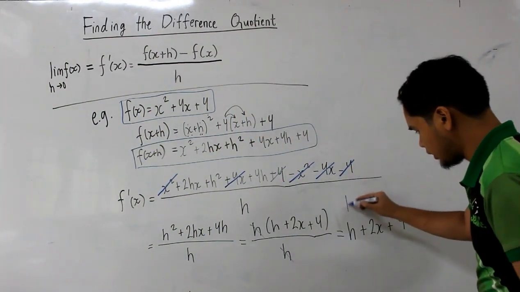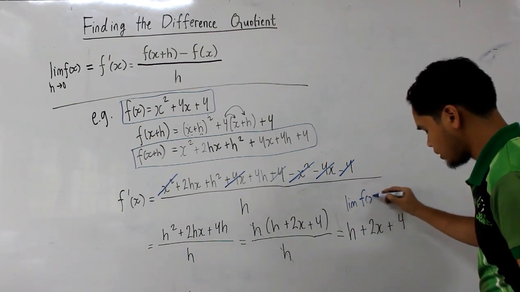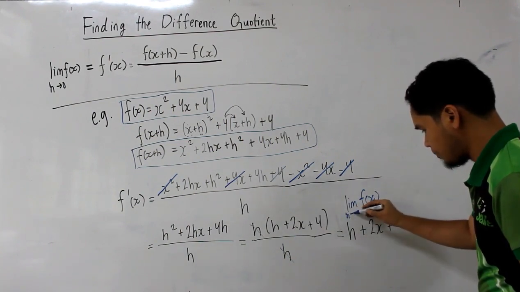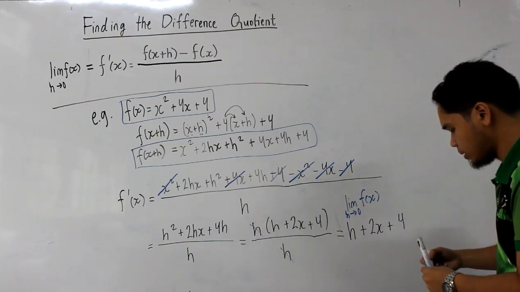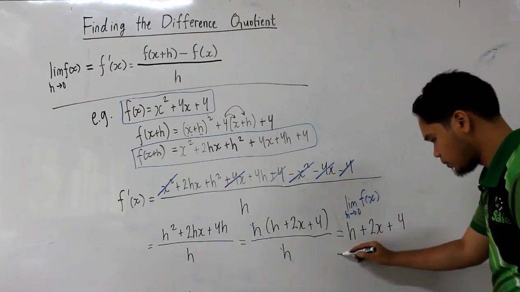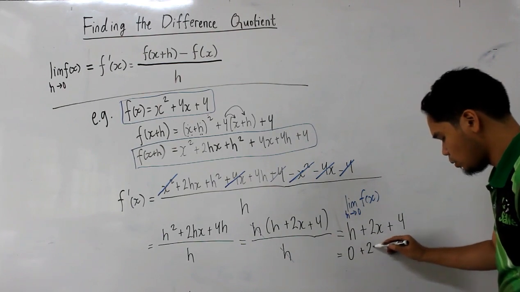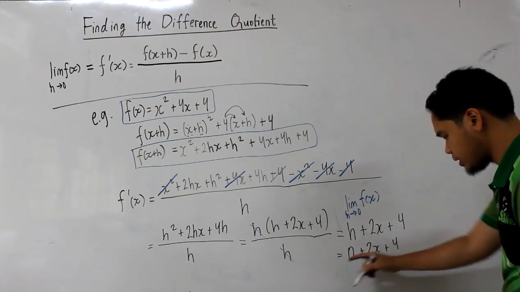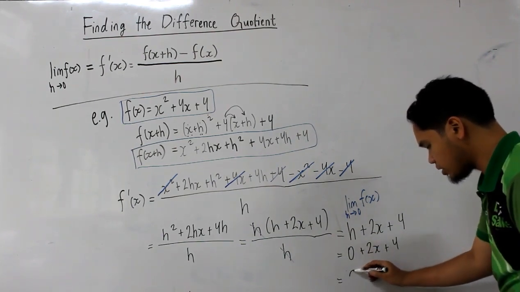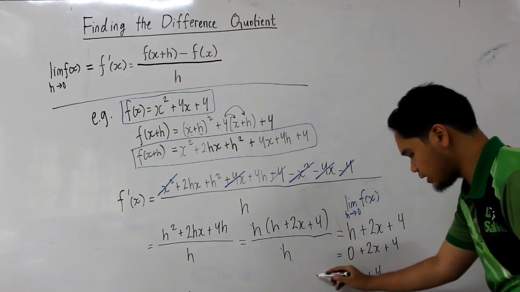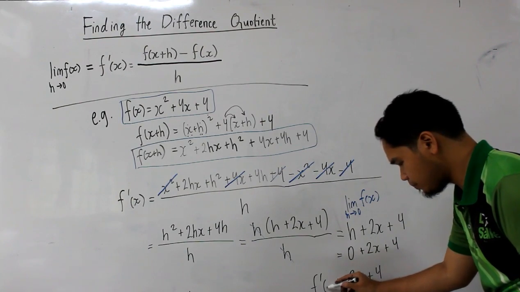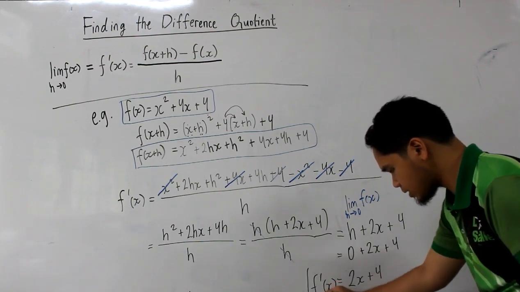what's going to happen here is h is going to approach 0, so this h will become 0. So simply it will become 0 plus 2x plus 4. Or if you just delete that 0, what we'll have is 2x plus 4. And this is then your f prime of x.